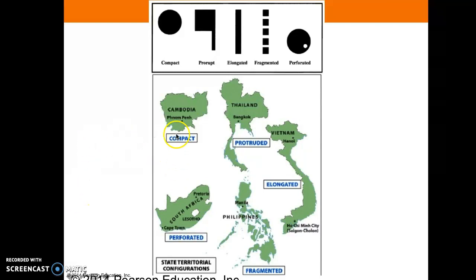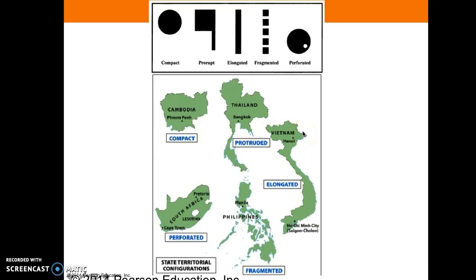Cambodia is a compact state. So if you put a city here in the middle, it would be close to equidistant from all parts. Thailand is prorupted. Do you see how the state comes out like this? It's a compact state with a weird little tail. It looks like a badly drawn P, I guess.